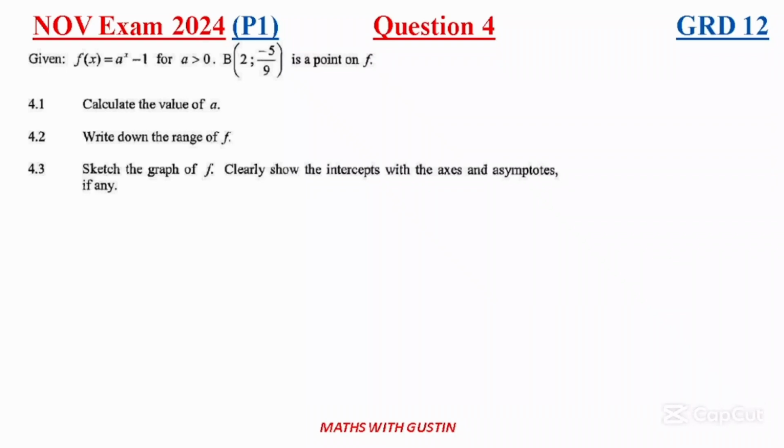Alright guys, welcome to question 4. Now let's have a look at this one. It says here f of x is equal to a to the power of x, and then for which a is greater than 0. B is a point that is given, it's on the graph right there.